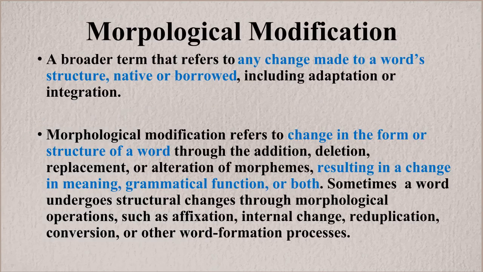Morphological modification is a broader term that refers to any change made to a word's structure, native or borrowed, including adaptation or integration. Morphological modification refers to change in the form or structure of a word through the addition, deletion, replacement, or alteration of morphemes, resulting in a change in meaning, grammatical function, or both. Sometimes a word undergoes structural changes through morphological operations, such as affixation, internal change, reduplication, conversion, or other word formation processes.